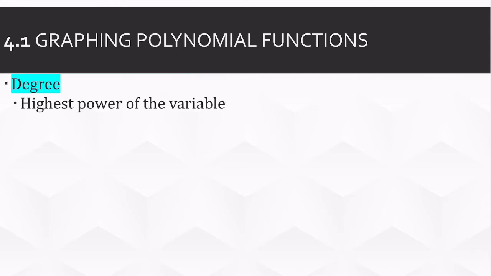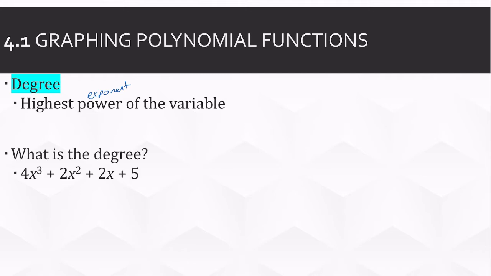The degree is the highest power of a variable. Or if you like, exponent. So what is the degree of this polynomial? So we'll look at all the exponents and pick the highest one. That's the highest one. So our degree is 3.